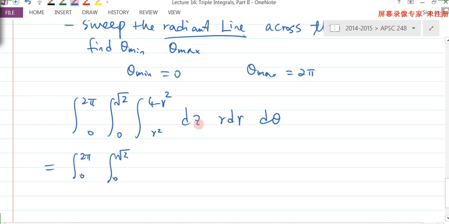First integrate with respect to z. So the higher limit minus the lower limit. So 4 minus 2r squared, then r dr and d theta, right? R dr d theta.